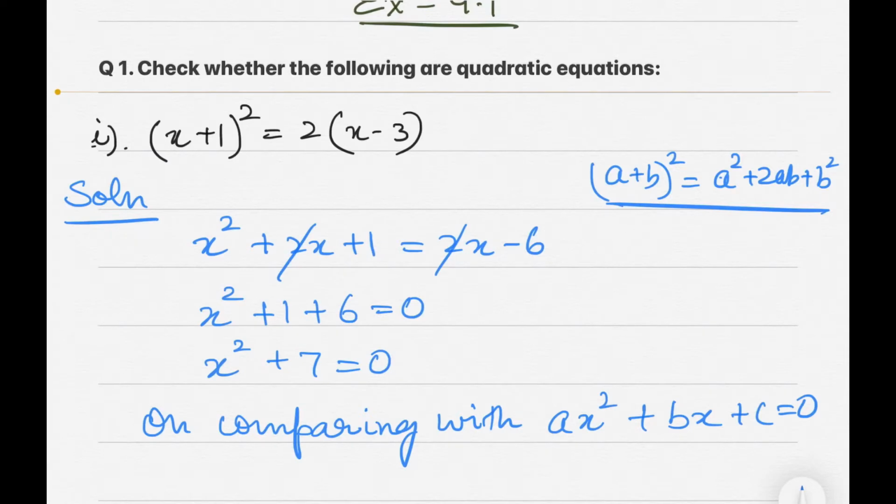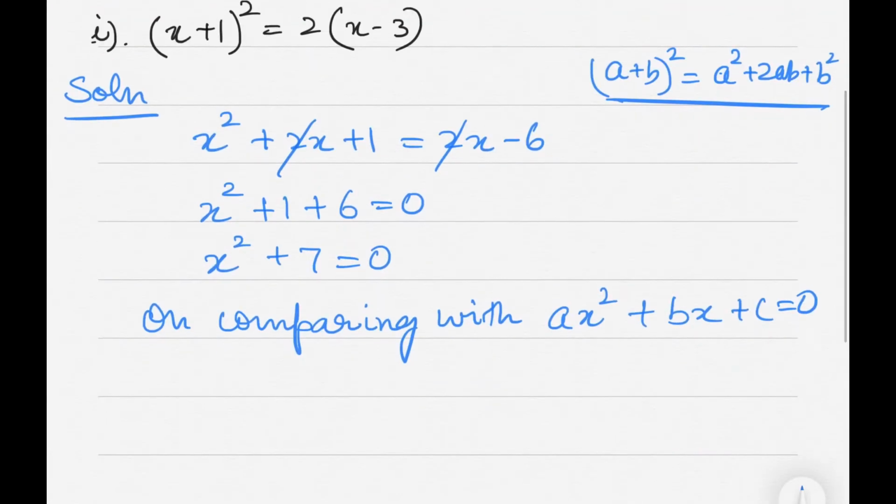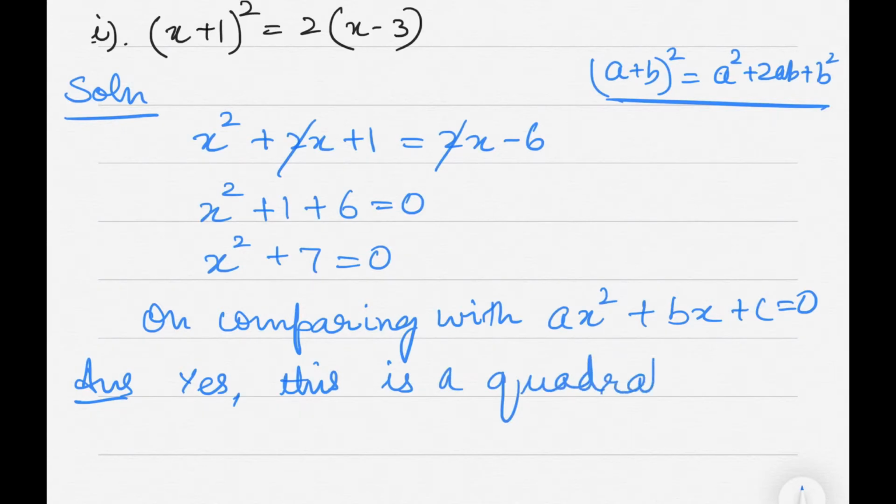The first term is my square term, or the highest power is 2, and the coefficient of b is 0, so there is no term with variable x. So we can say that yes, this is a quadratic equation.